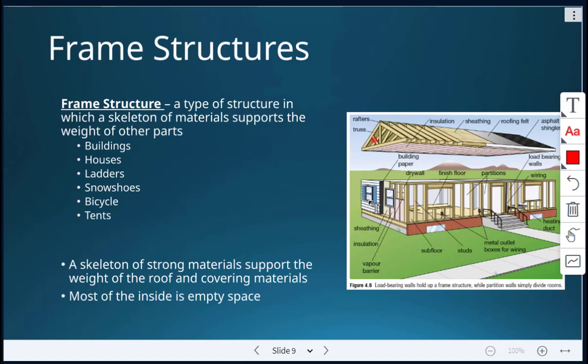Okay, so this is showing a frame structure. We have load-bearing walls holding up the frame structure. And then we have partition walls that are dividing the rooms.